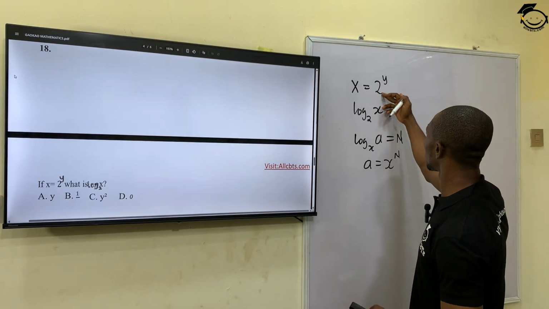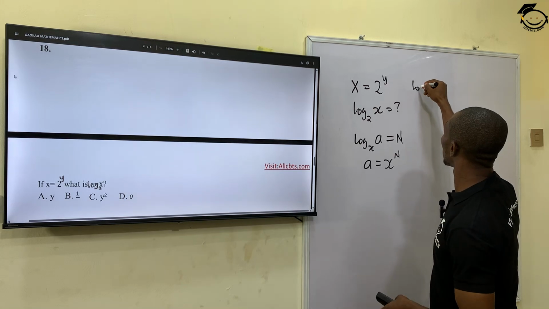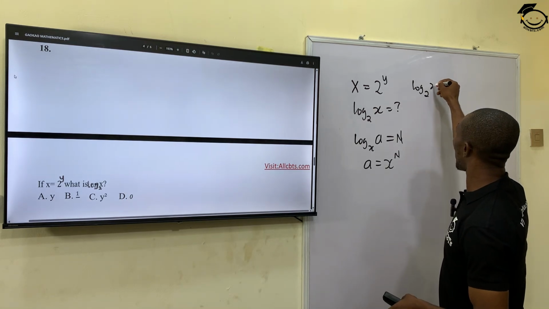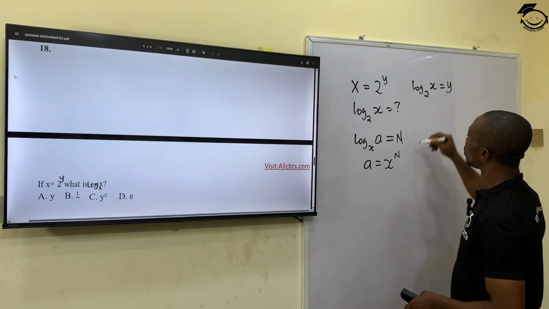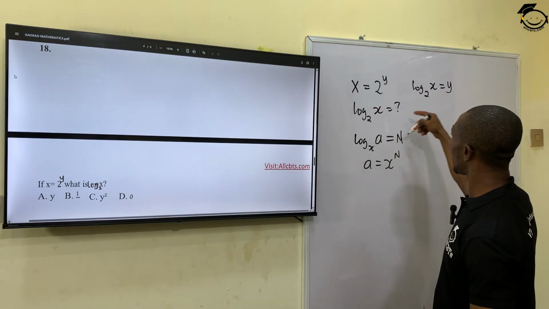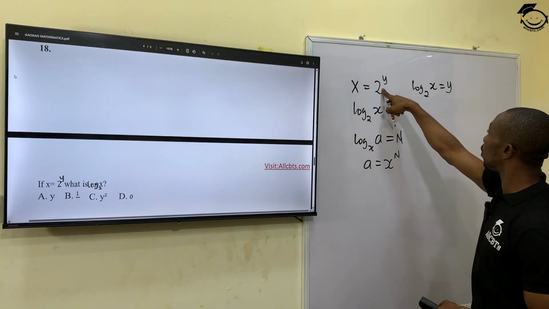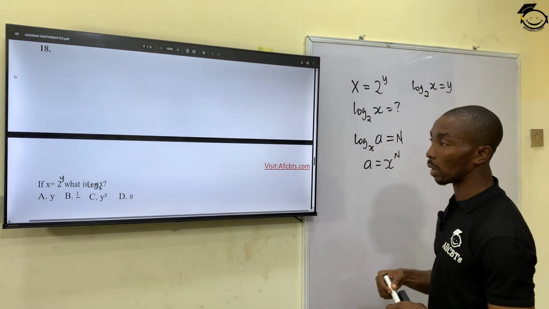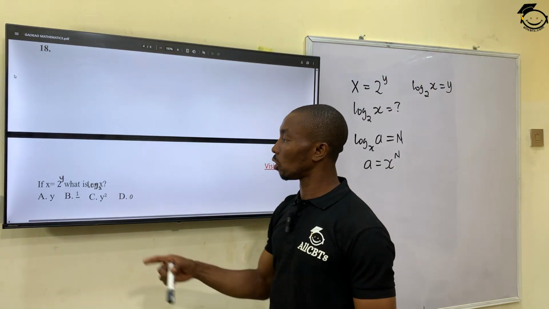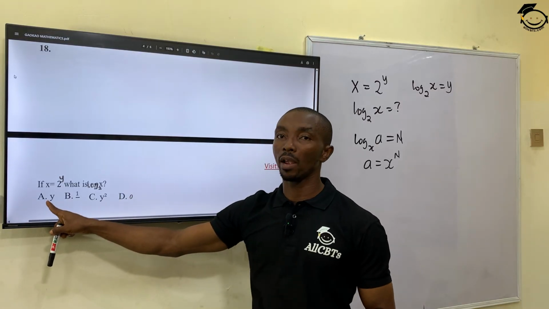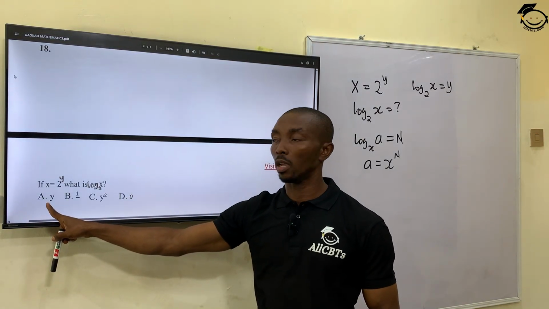So for this, it will become log 2x equals y. So the log of 2x will be the power of 2, which is y. So our log 2x will be y, which is option A.